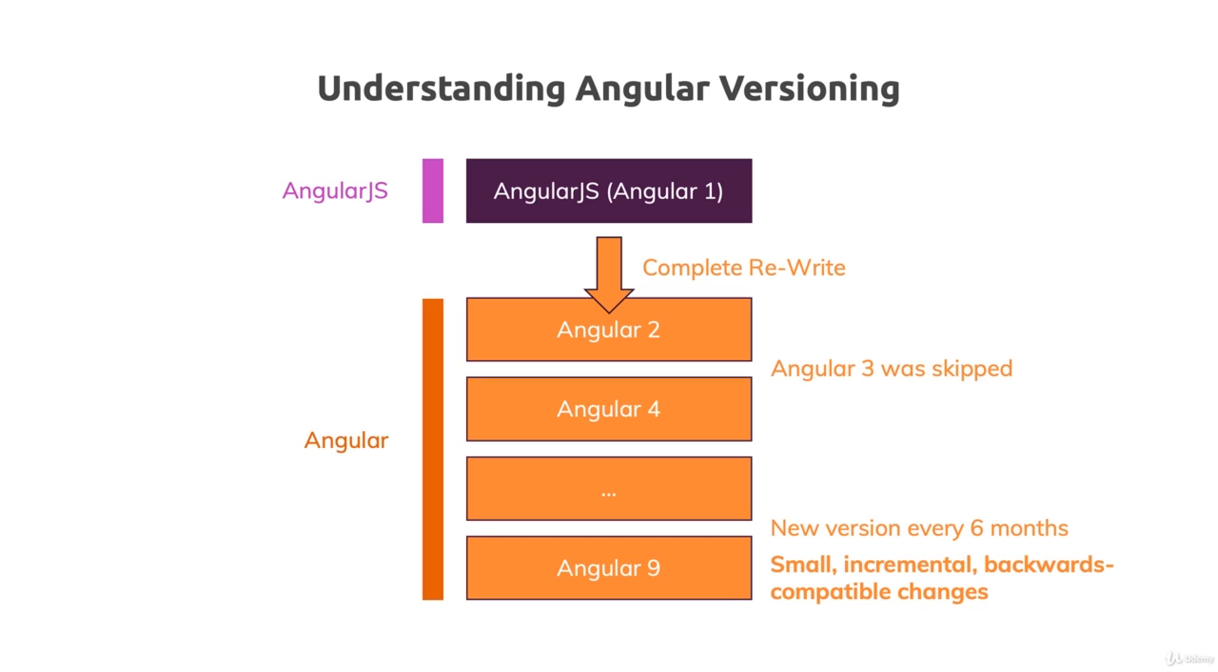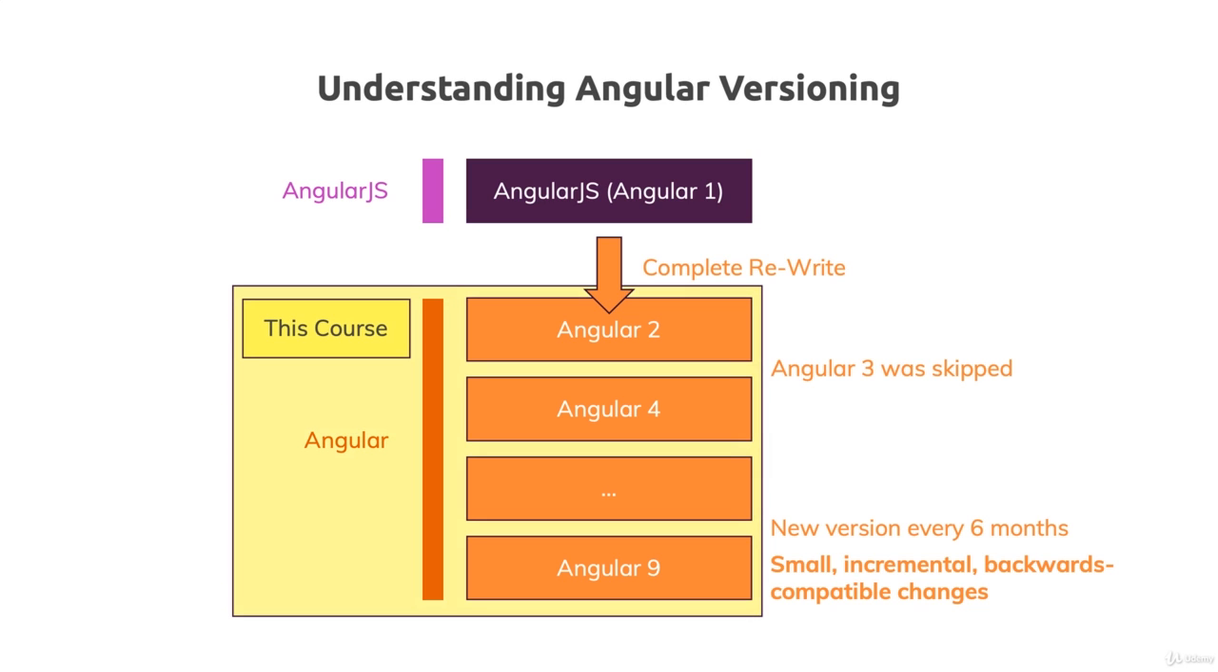Angular 2, 4, 5, 6, and so on. This is all just Angular. You shouldn't really use the version because in 6 months it will be outdated anyways. Instead, it's just Angular. And this course is just about Angular because, as I said, Angular 9 is basically the same as Angular 2. And Angular 10 will be the same as well. We just will see small improvements over time. That's the idea behind these versions.